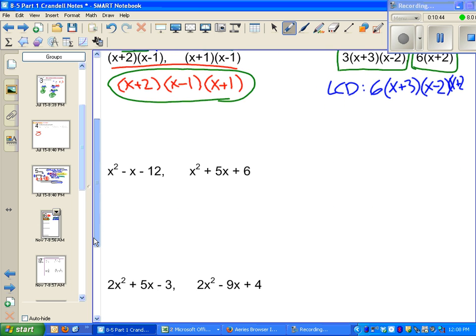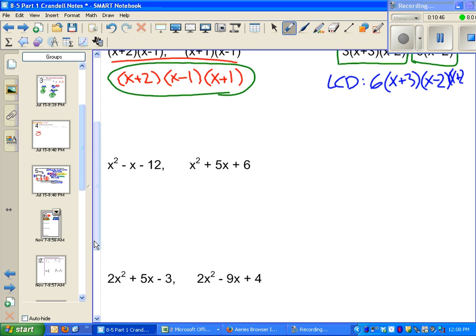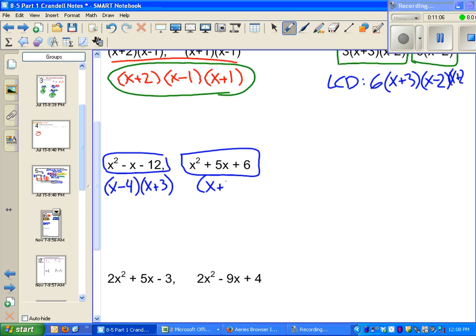All right, take a look at this one. X squared minus x minus 12 and x squared plus 5x plus 6. Hopefully this one has some common factors, so let's first factor them. This one factors into x minus 4 and x plus 3, and this one factors into x plus 3 and x plus 2. So we definitely have a common factor, which is nice. So the least common multiple is x plus 3, x minus 4, and x plus 2. We've got to take them all.